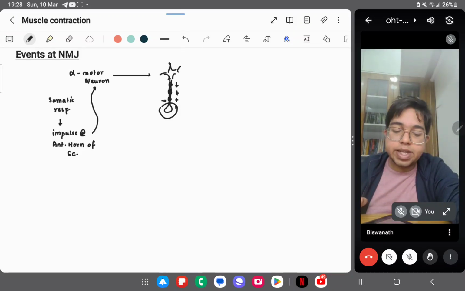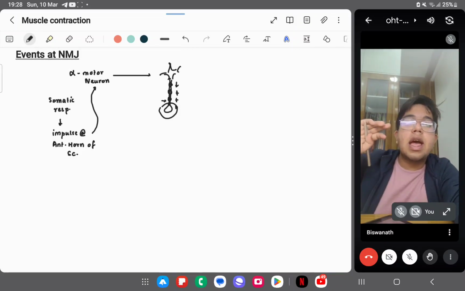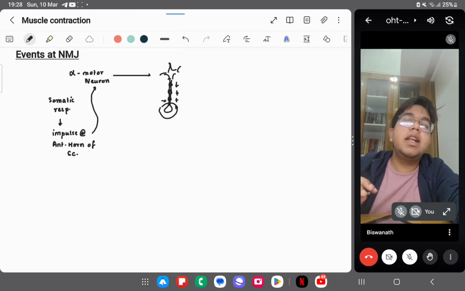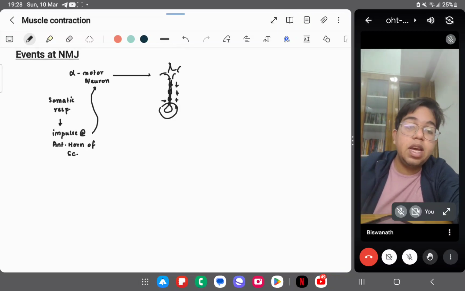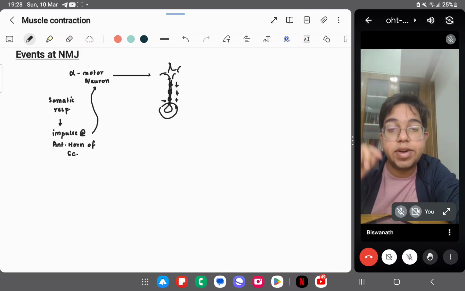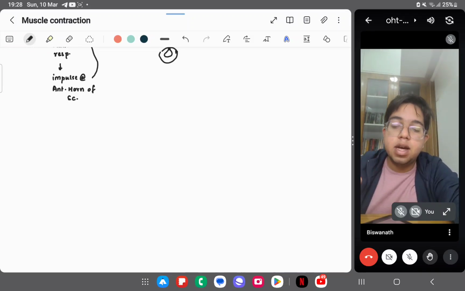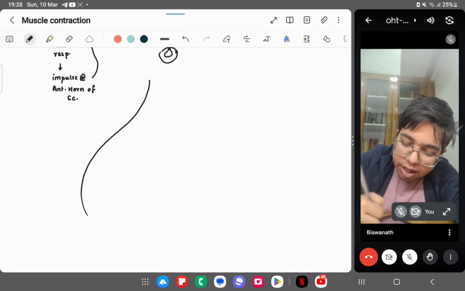The trigger zone is present, and when the impulse reaches it, it will facilitate the opening of the sodium channels, which will cause sodium inflow, and the basic action potential will generate. So what will be happening in the synaptic knob, we'll see via this diagram.